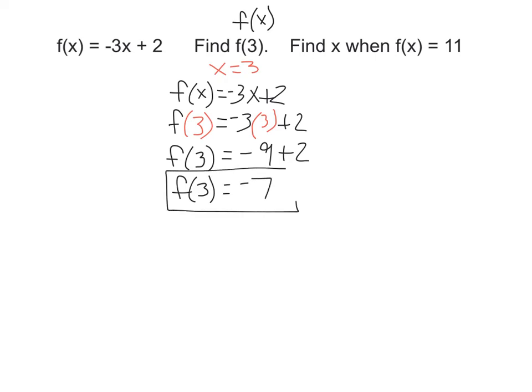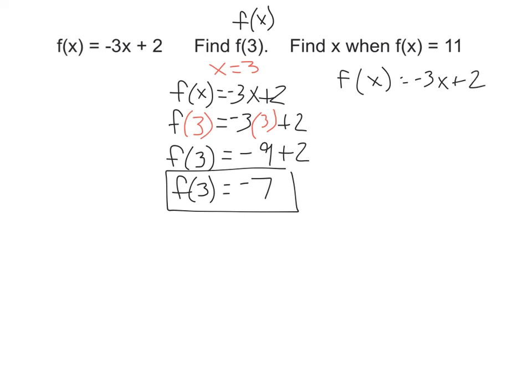And again, that's the way we write our final answer for these. Find f of 3. We did. f of 3 is negative 7. So it's the y value at 3. The second example, again, I'm going to write my whole function out. f of x equals negative 3x plus 2.